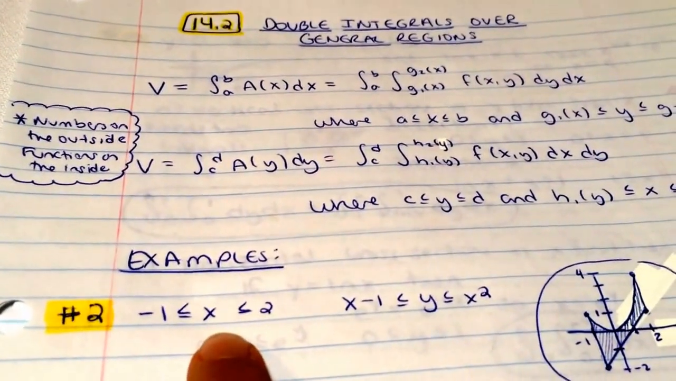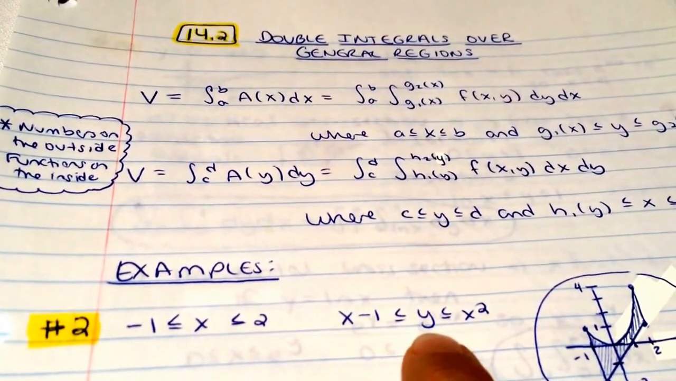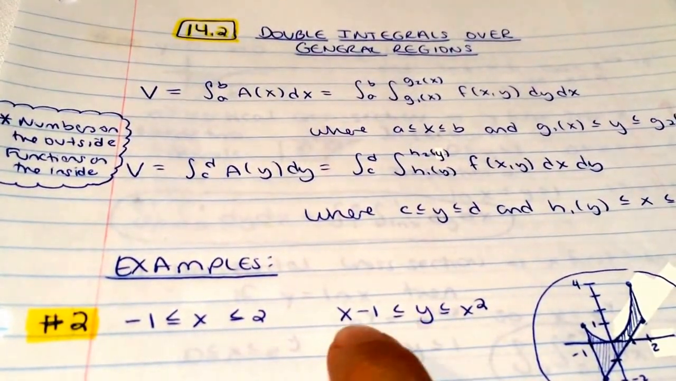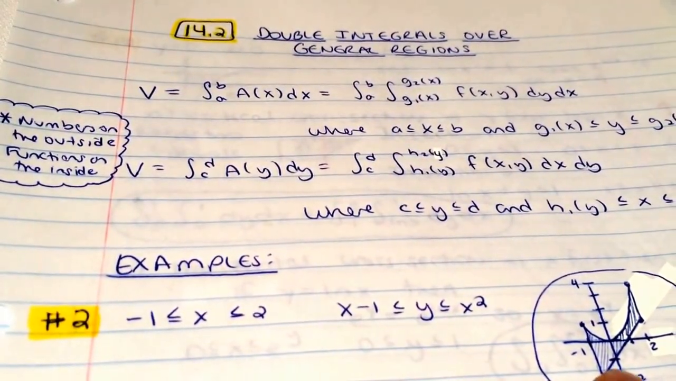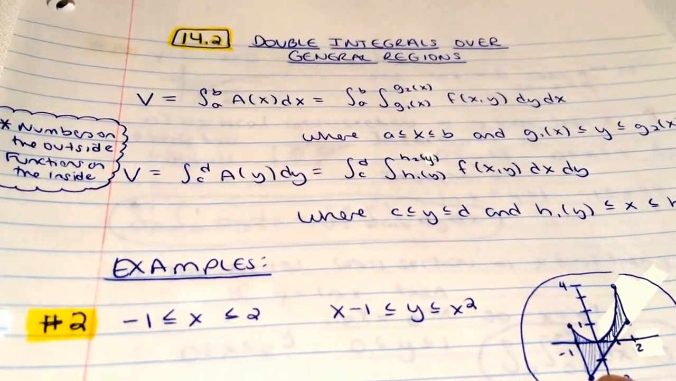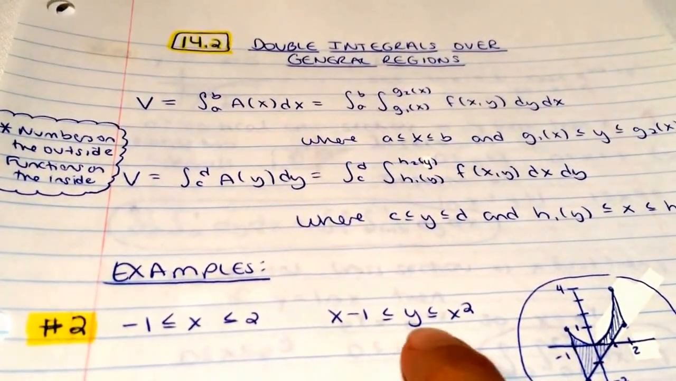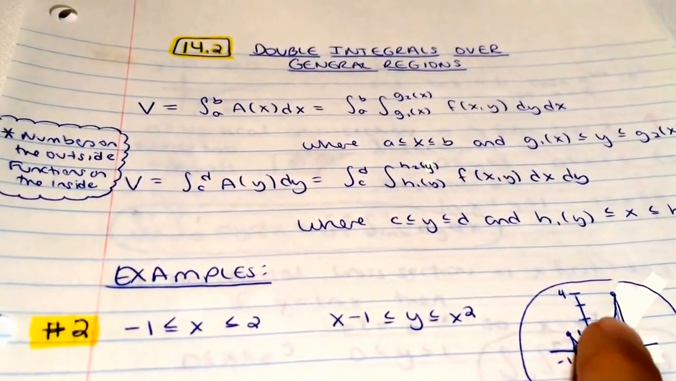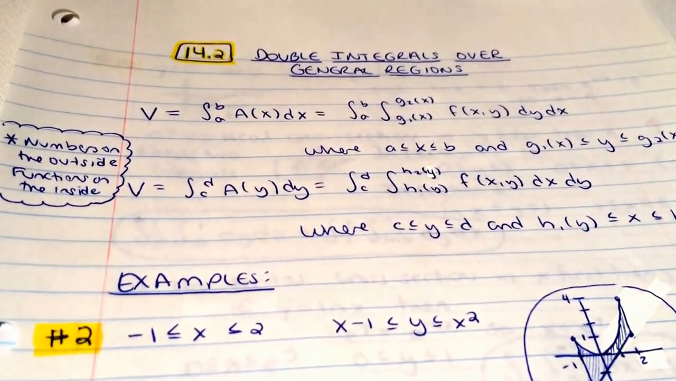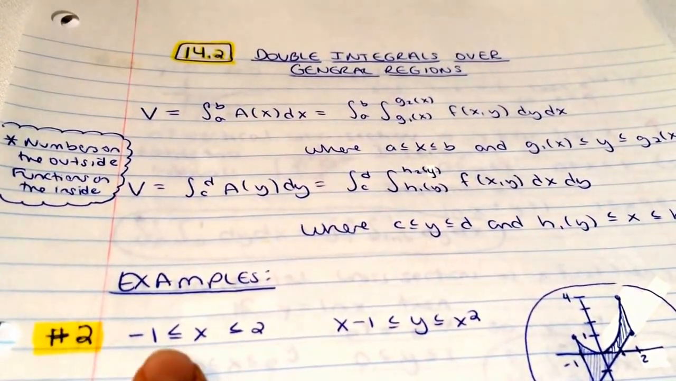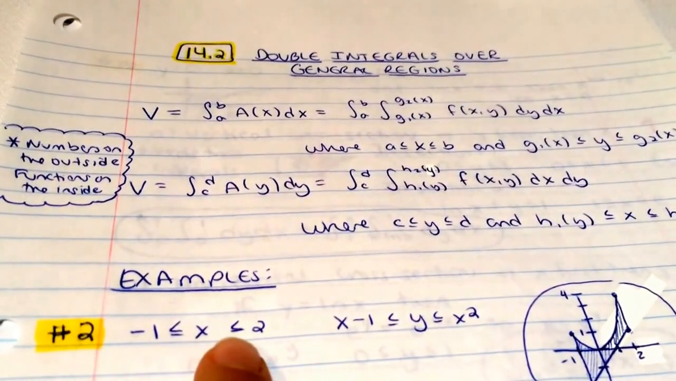And you have that the x is between -1 and 2. And notice the y is between two functions of x. So you have y equals x minus 1, which is this line with y-intercept -1, slope +1. And then you have y equals x squared, which is the parabola. And so notice these cut them off on the left and the right. This cuts off the left side, and this cuts off the right side.